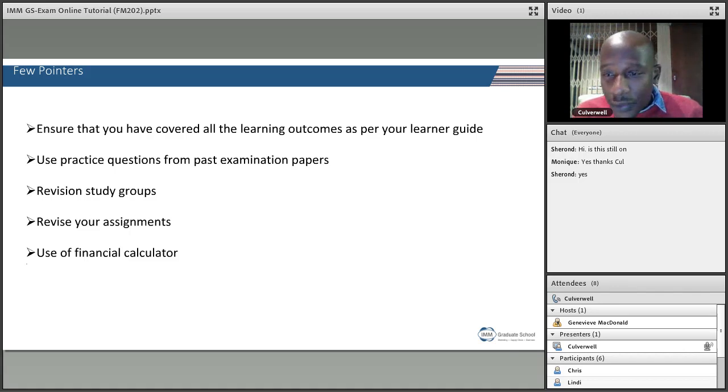Revision study groups, so important. You guys are doing tertiary education. Most of you could be working. I would advise, if ever possible, get yourself into study groups. As you read and also engage your colleagues, you'll be in a position also to learn some specific concepts and also help each other in those groups.